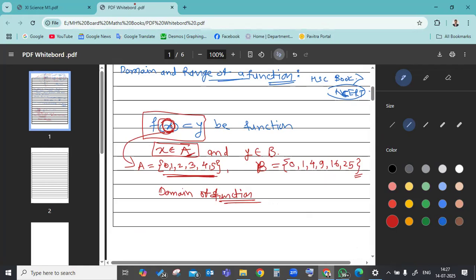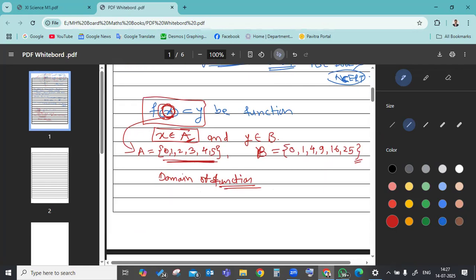Yes, sir. Okay. Domain of a function means what? From where we are choosing inputs in the function. Repeat after me. From where? From where we are choosing inputs of the function. From the domain set.